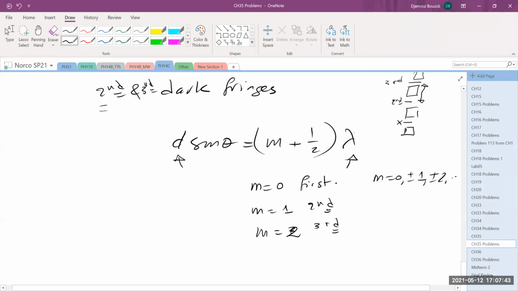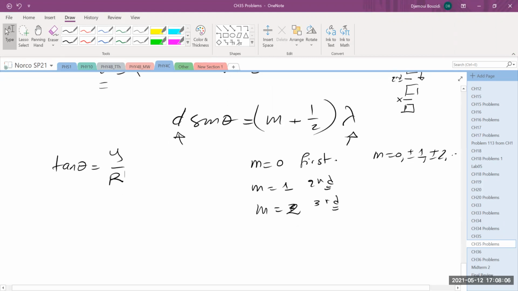Okay? So that's all there is to it. We need to find the theta for the second and the theta for the third, and then use the relationship again that the tangent of the thetas is always given by y over r. Then we will find the y for the second and the y for the third, and take the difference between them. That is the answer we're supposed to find.